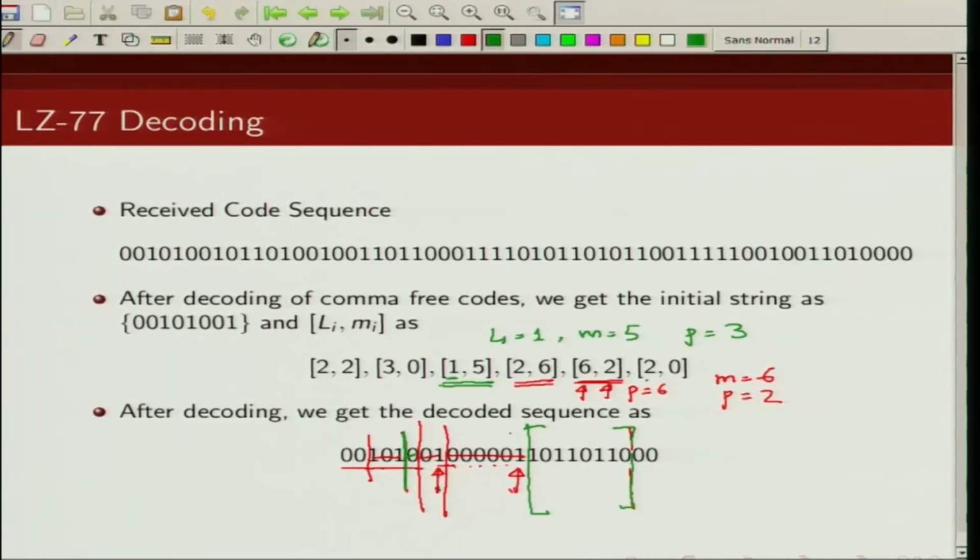Now here L is 2 and M is 0. M is 0 meaning P is equal to 8. So I need to find a string of length 2 matching here. So this is 0, so this has to be 0 and the next match has to be 0. This way you can see I've been able to decode this whole string.